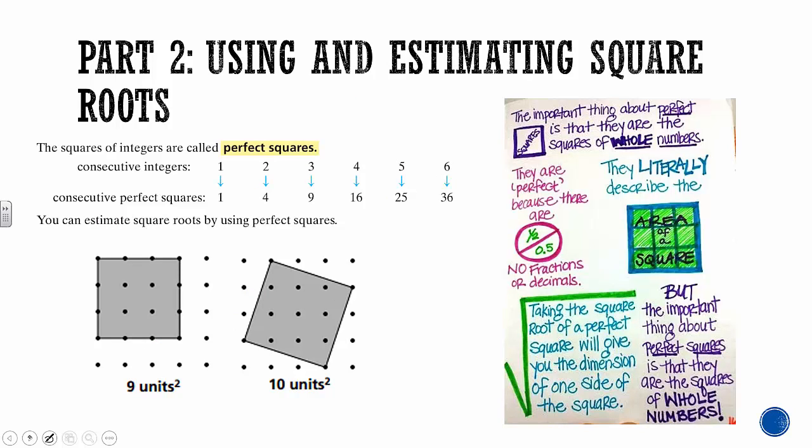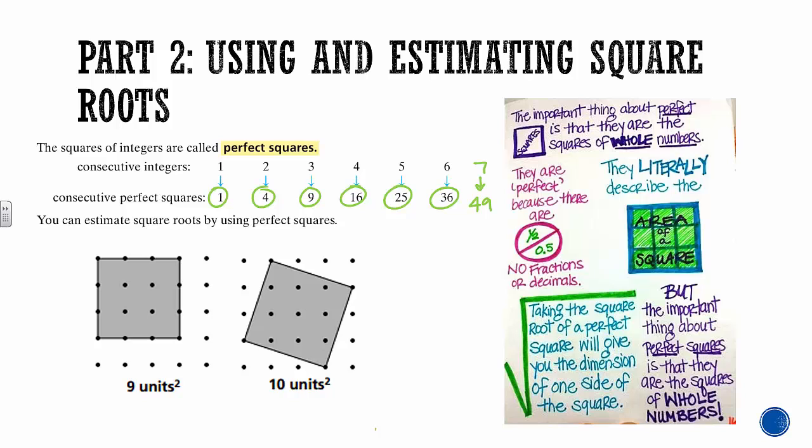So now, using and estimating square roots. The squares of integers are called perfect squares. So numbers like 1, 4, 9, 16, 25, 36, and the next one would be 49, and we could keep going all night. These are perfect squares. And if you think back to what you know about that Looking for Pythagoras book that we did in 8th grade, they were the ones that when you connected dots, you made right side up squares, not the tilted squares.